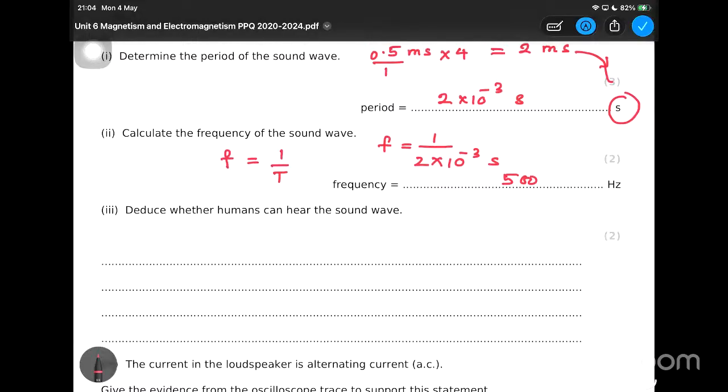For humans, there's a range that we know. The lowest value is 20 hertz. What is the highest value? The highest value is 20,000 hertz. So in between these two values is the range, and this is the audible range.